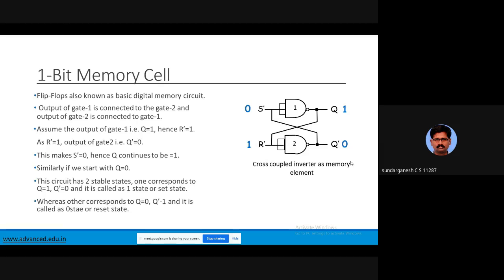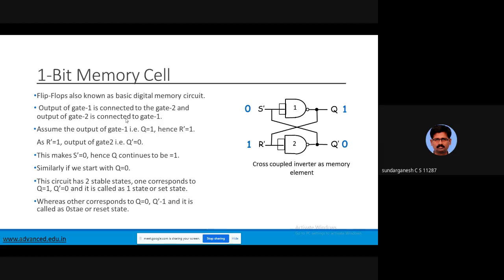So we take another example. Here 0 and here 1. So 0 will come here, so 0 complement is 1 here. 1 will come here, 1 complement is 0. So this will remain in the state. The output is 0, 1. Input is 1, 0. Okay.